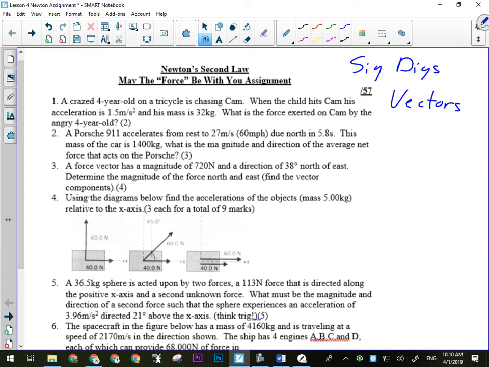Number 3 is saying you've got a single force vector, 720 newtons, 38 degrees north of east. Determine the magnitude of the force north and east. You are simply finding the vector components here, finding x and y. That's it. Don't overthink that one. You guys know how to find vector components.